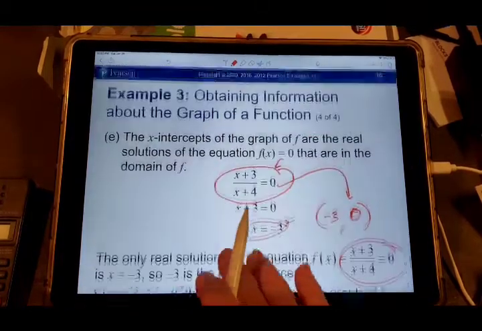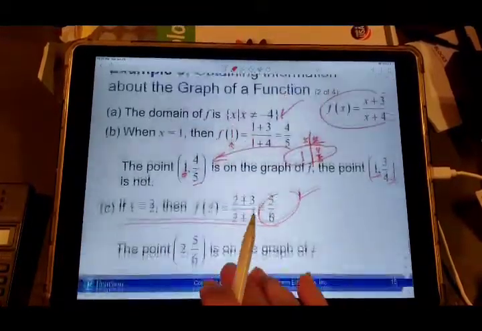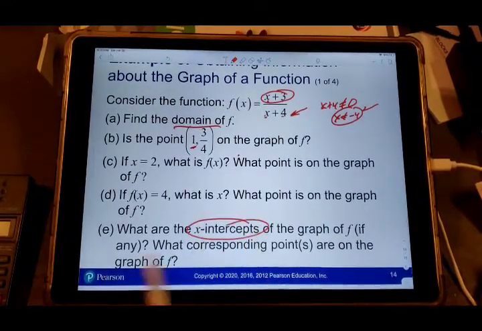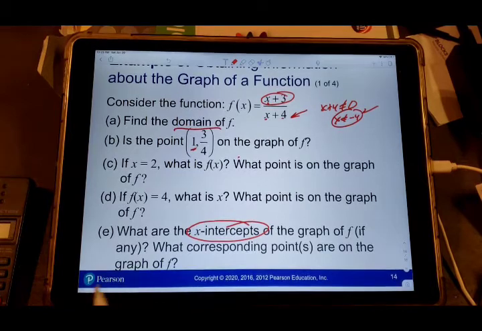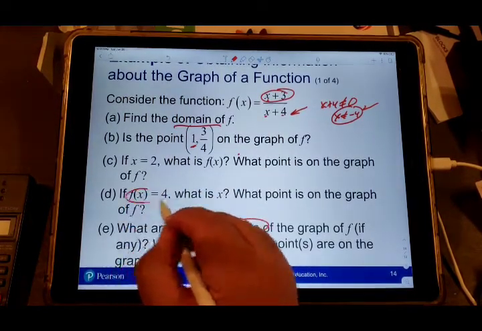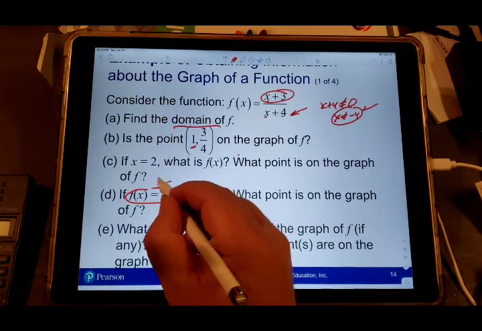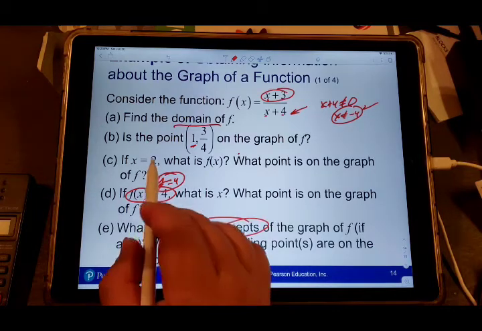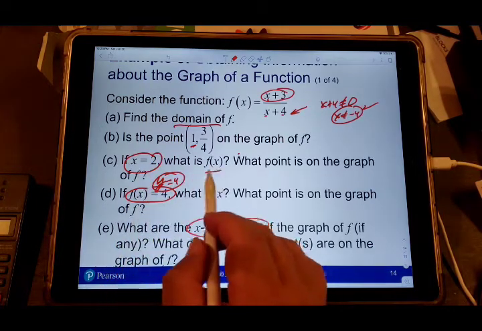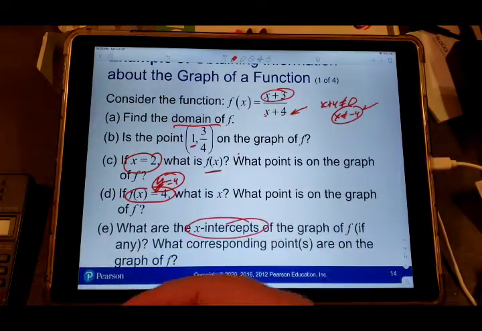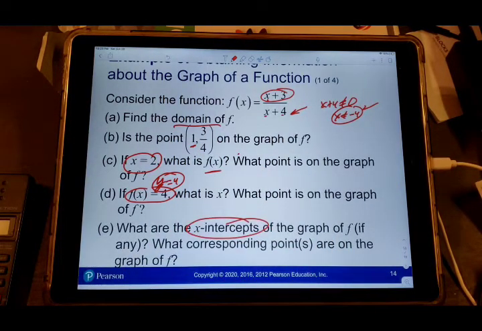I think we've done most of the questions. Let's roll back. What were the questions that they asked us to do? Oh, find the x-intercepts of the graph. If y equals 4 is what this is saying, what's the value of x? It's a more challenging question than if x equals 2, what's the value of y? All right, so all of those are questions about the graph. They weren't the graph itself.